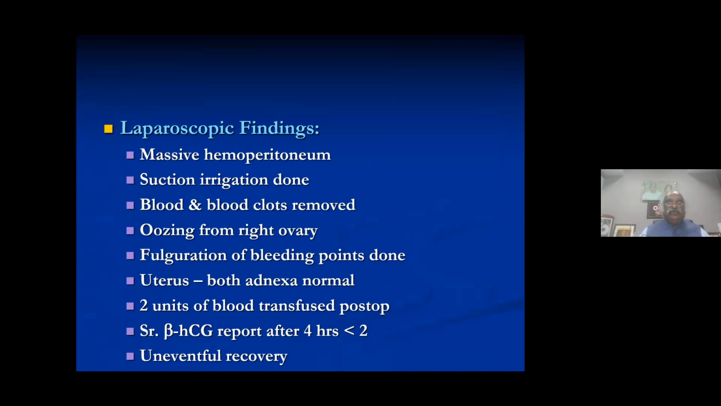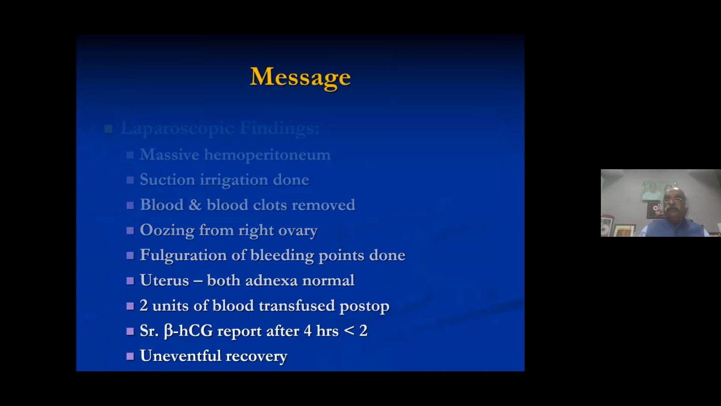So the massive hematoma, these are the, and the beta-hCG report came after 4 hours. It is non-pregnant, less than 2. It coincides with our non-gestational bleeding from the ovary, from the corpus luteum.